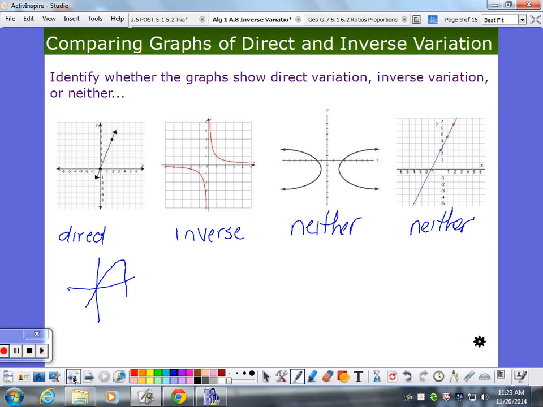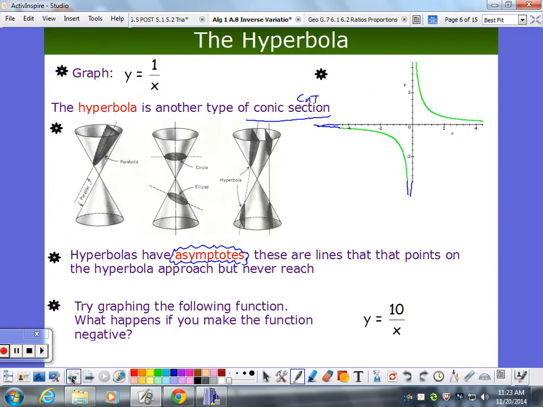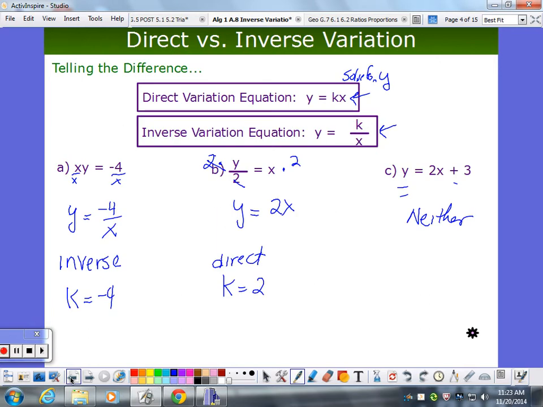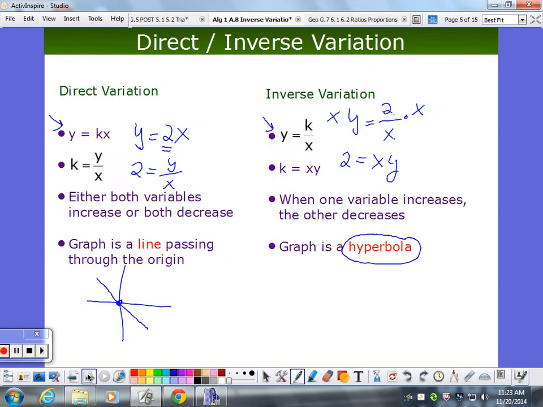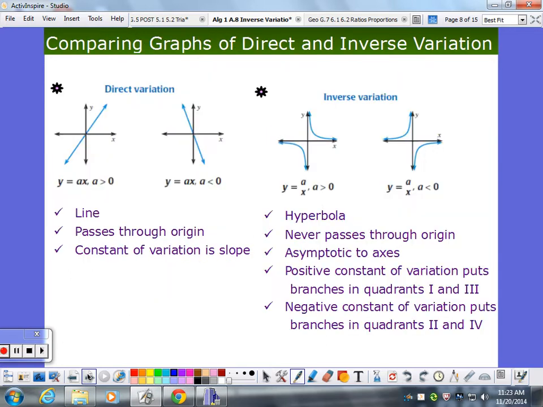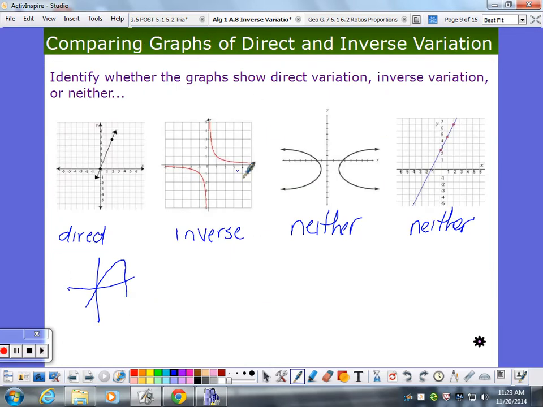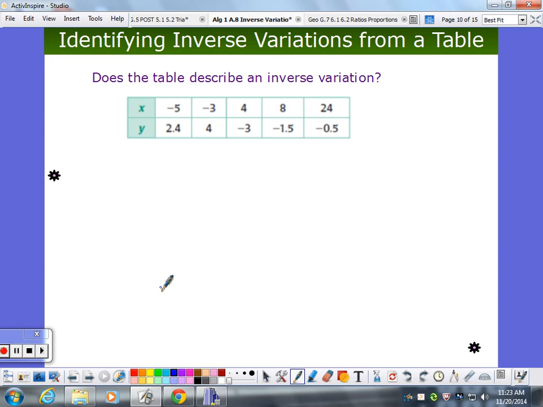Which is another hint. Let's say you're trying to decide, I don't know what they are. Is this an inverse? Is it whatever? Try graphing it. If you get it in y form and you're still not sure, you can graph it, and if it looks like a straight line through the origin, it's direct. And if it looks like this kind of a hyperbola, it's inverse. So graphing can help you.